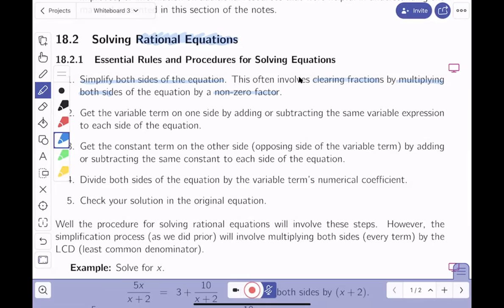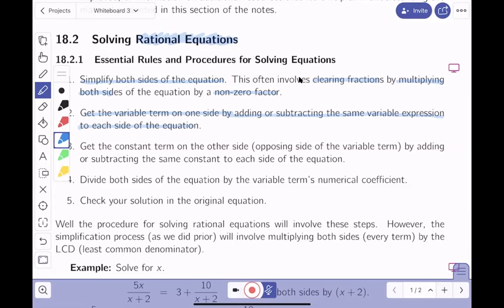Number two. This has not changed since day number one. Get the variable term on one side by adding or subtracting the same variable expression to each side of the equation. Now, granted, we have other methods. We have this, it's quadratic. We have methods for that as well. But let's not worry about that. What are we worried about? What we've done in the past. Yes, we've seen quadratics. We have techniques for that. Yes, we've seen linear problems.